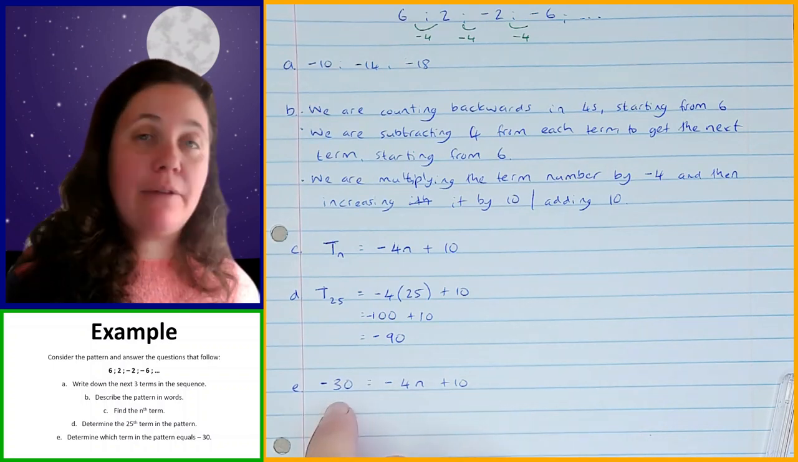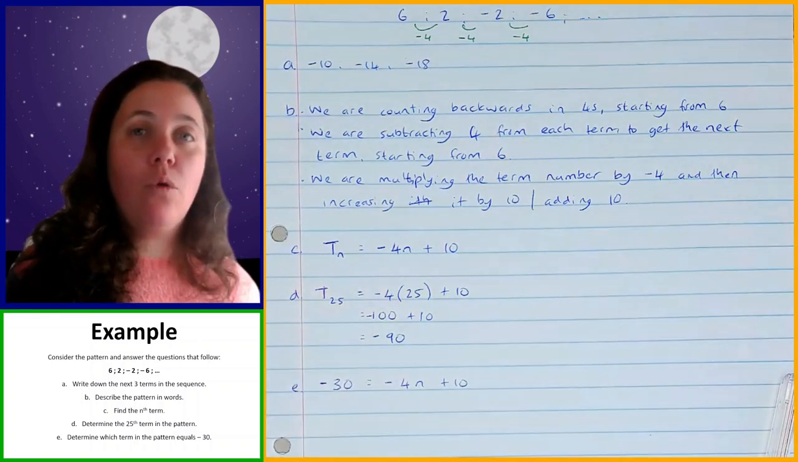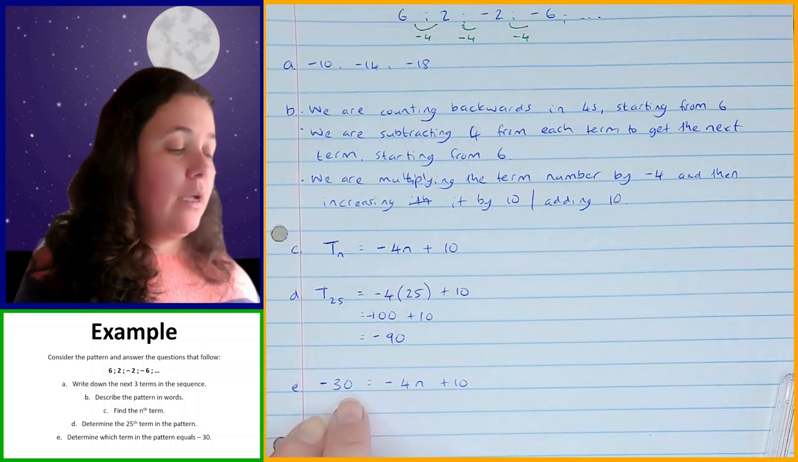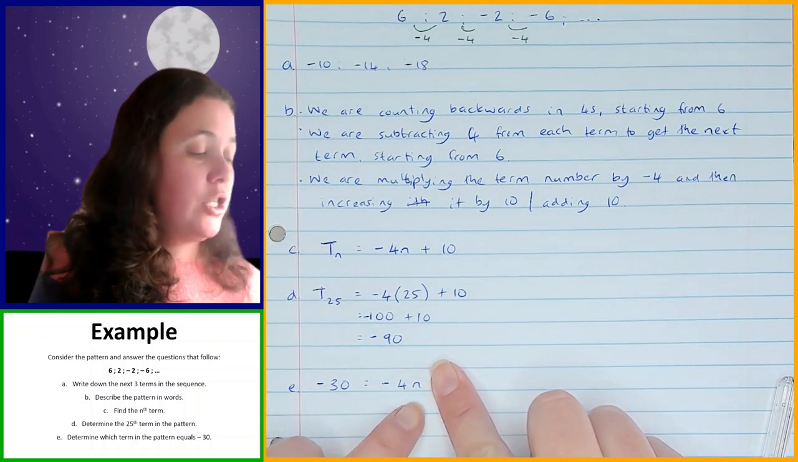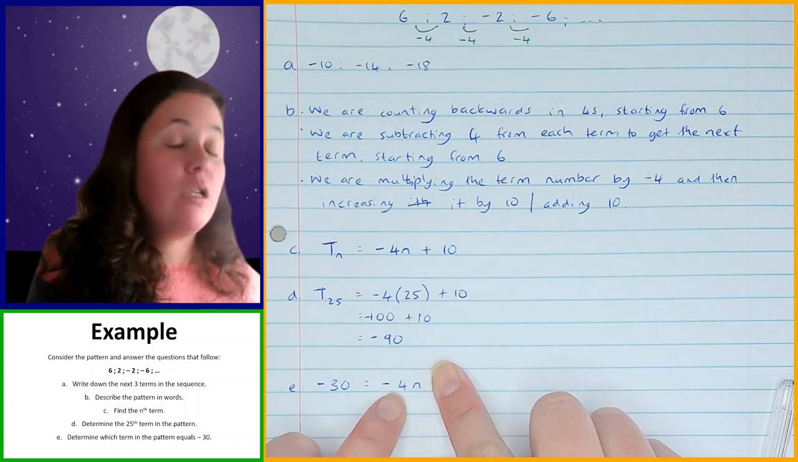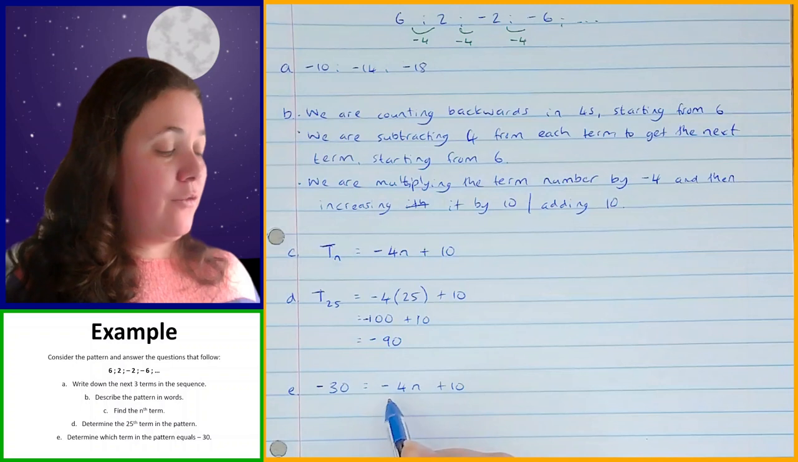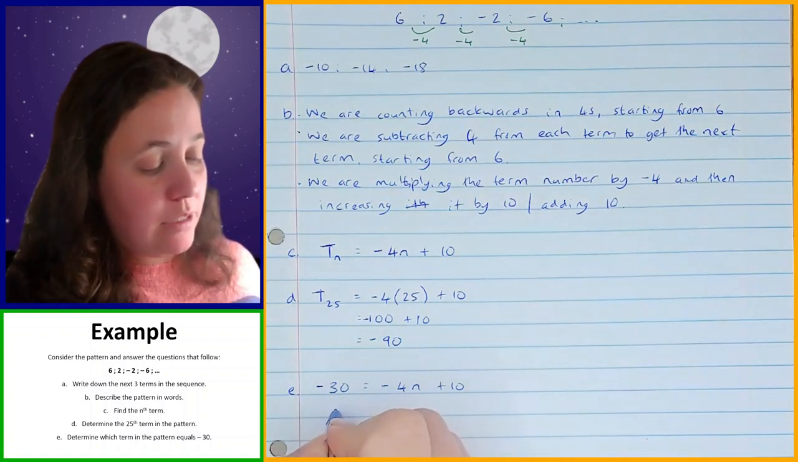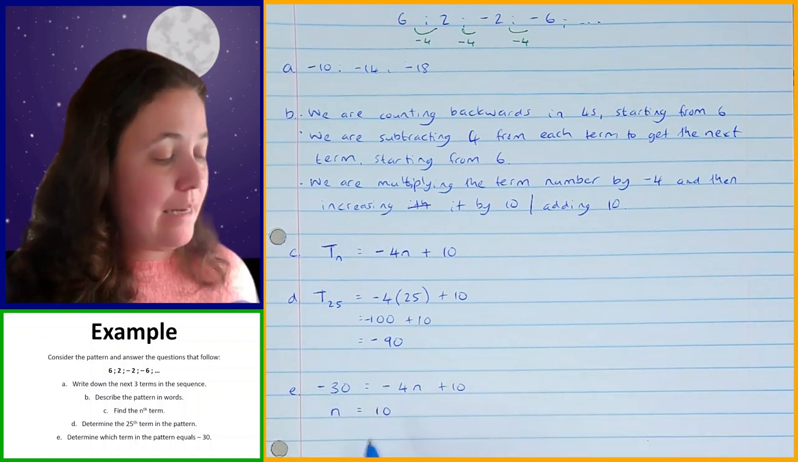Before I added 10 to get negative 30, I would have had negative 40, because negative 30 is 10 more than negative 40. So then, what do I multiply negative 4 by to get negative 40? I multiply negative 4 by 10 to get negative 40. So n must be equal to 10.